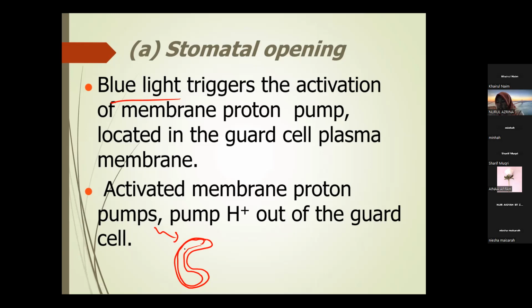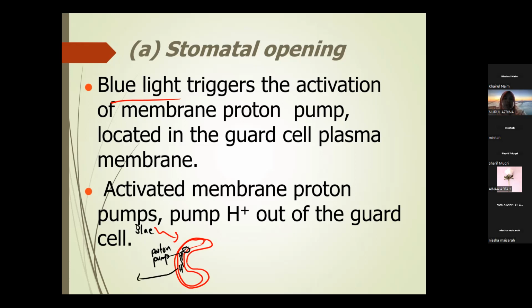So kat sini, right, ada proton pump. Proton pump purposely pumps protons or hydrogen ions. Right? So this blue light activates this proton pump located in the guard cell's plasma membrane. So the activated membrane proton pump pumps hydrogen ions out of the guard cell. So what happens? Dalam ni ada hydrogen ion in the guard cell. So hydrogen ion is pumped out.